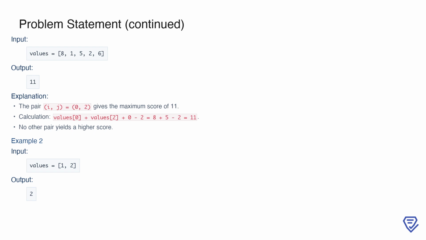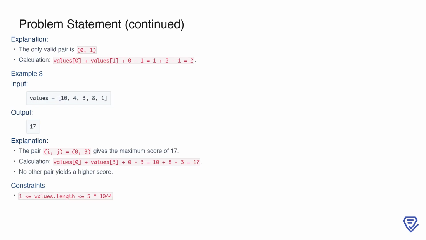Now, consider the second example with the input values equals 1, 2. The output here is 2, and the only valid pair is 0, 1. Calculating the score for this pair gives values[0] + values[1] + 0 - 1, which is equal to 1 + 2 - 1 equals 2. Since there are only two elements in this array, this is the only possible pair.